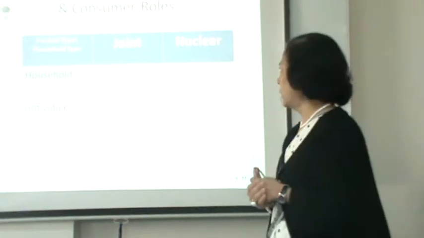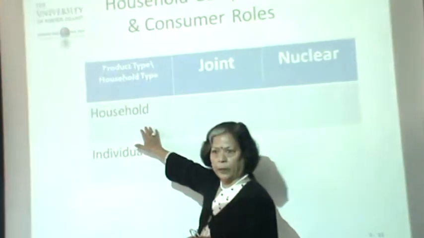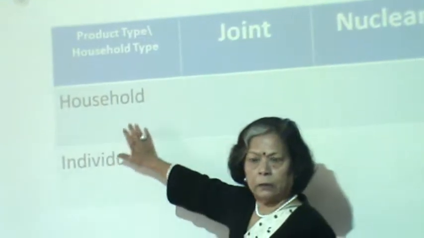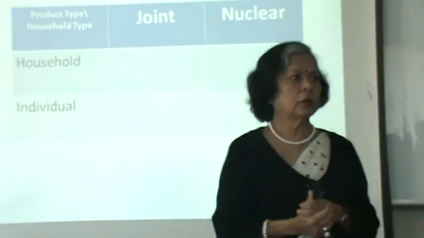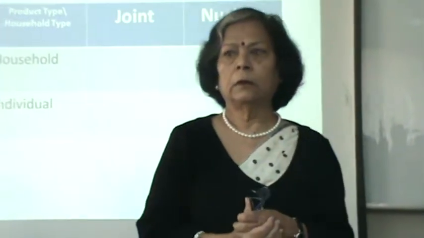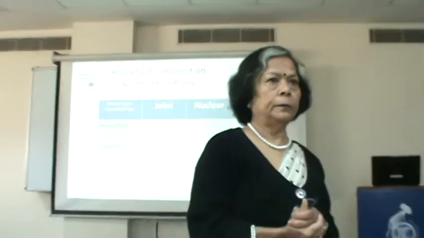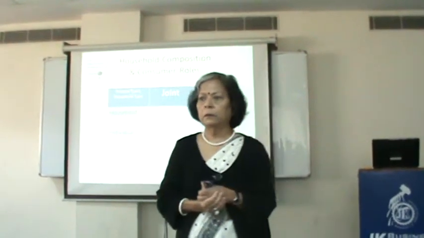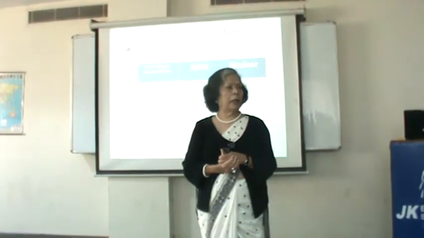So here's where you can help me. A product can be a household product or an individual product. Can you name a household product? Fridge. A fridge is a household product. Individual product? Television, a shampoo. Shampoo is individual. Okay.